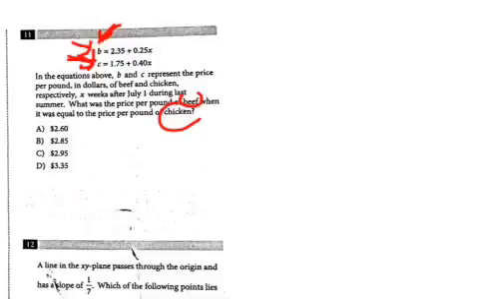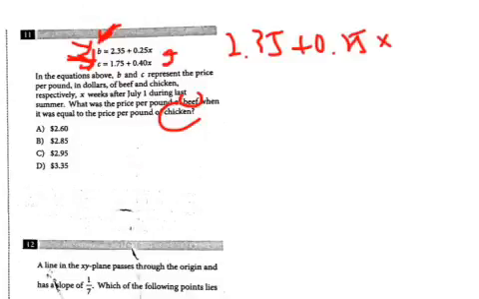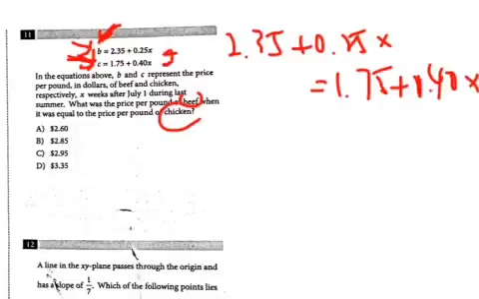They said when the prices are equal, so these two are equal, so you can set 2.35 plus 0.25x equal to 1.75 plus 0.40x. In this case I can solve for x easily. But they want to find the price. X is the number of weeks, so when you solve for x, then you substitute into either equation and you can find the price, because at that point B and C are equal to each other.